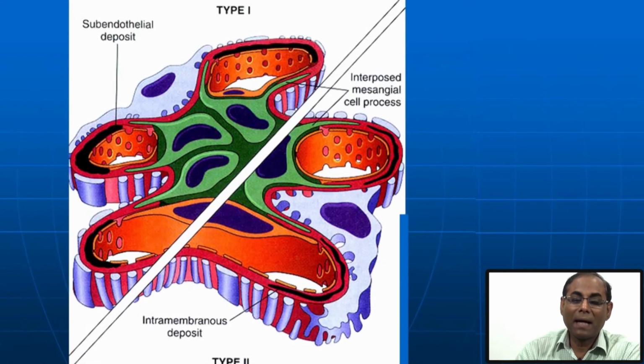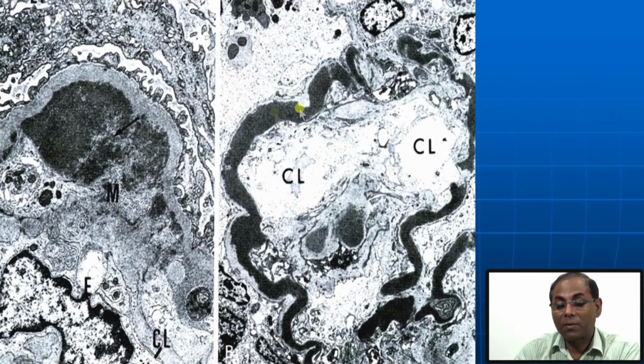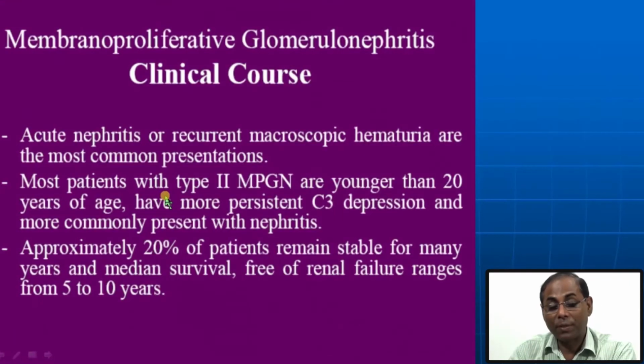So, this is the schematic diagram of type 1 and type 2. This is the intramembranous dense deposit here, whereas here there are more rough subendothelial deposits, and in both there is mesangial cell interposition, but it is more prominent in type 1 and less prominent in type 2. And this is the typical electron microscopy. On this side you can see a continuous electron dense deposit in the intramembranous type. So, this is the typical type 2 glomerulonephritis, whereas this is the typical subendothelial deposit in case of type 1 MPGN.